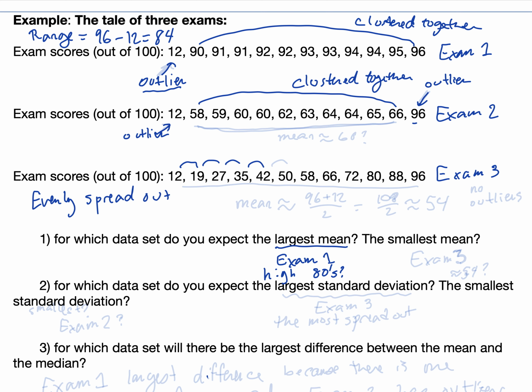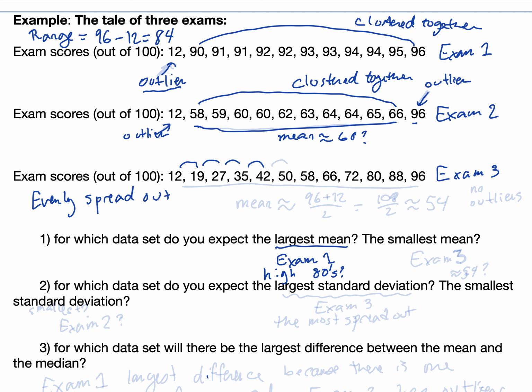What data set do we expect to have the smallest mean? Well, here in exam 2 we have outliers on either end, but the mean seems to be clustered in here. We might have a mean around 60 or so.